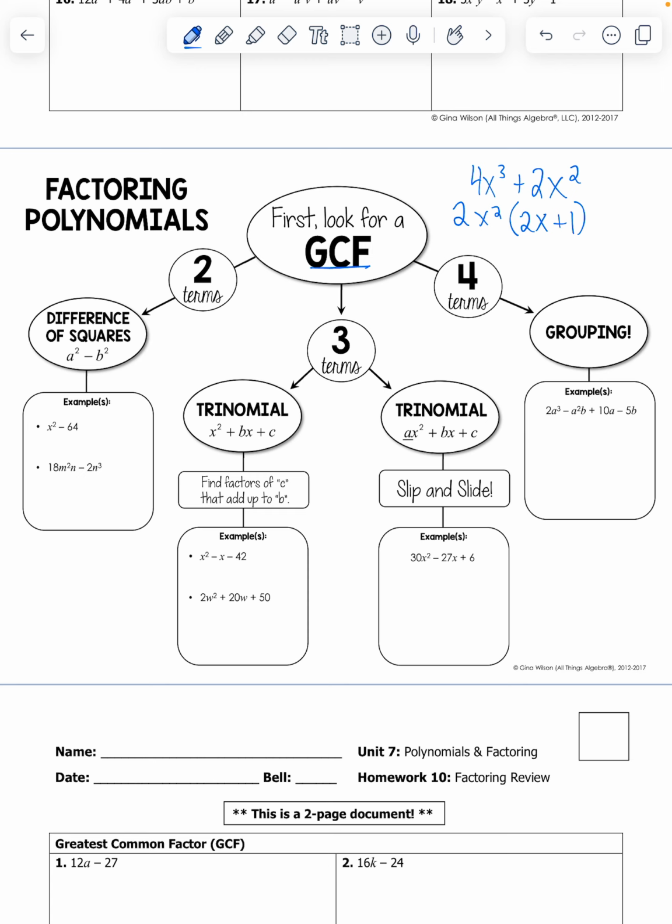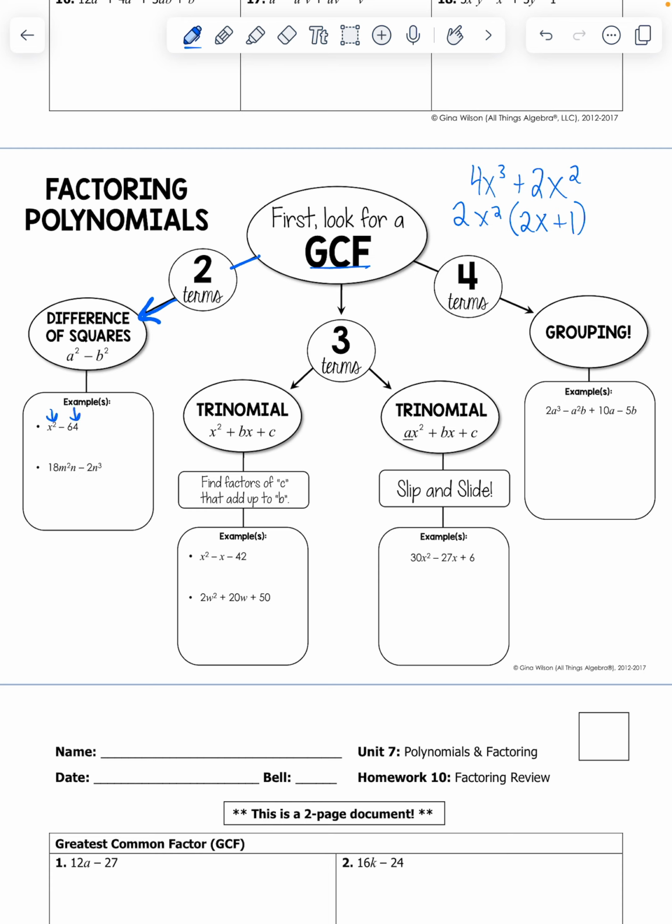And then we have several different factoring processes. In Algebra 1, we don't learn all of them, but we do learn what happens when we have two terms here. And this is usually difference of squares. So for this example, we've got x squared minus 64. And when this happens, we have two perfect squares. X squared is a perfect square, 64 is a perfect square.